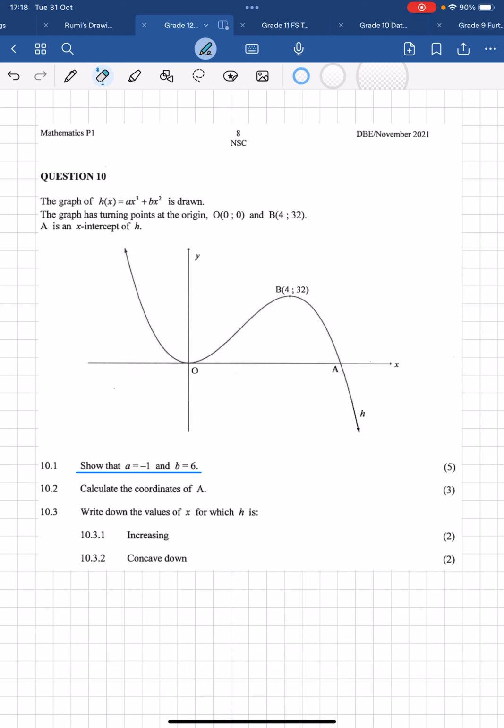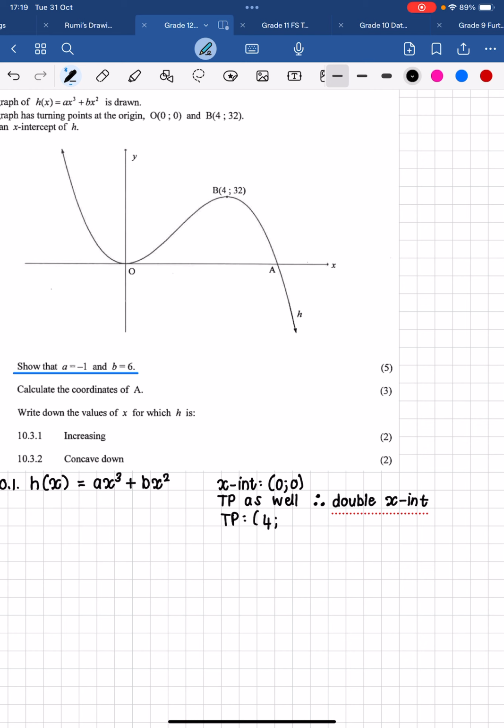And then we also have another turning point, which is (4, 32).